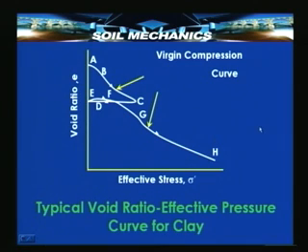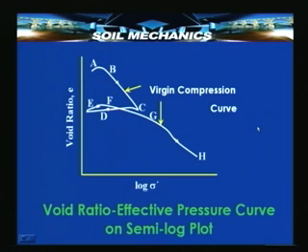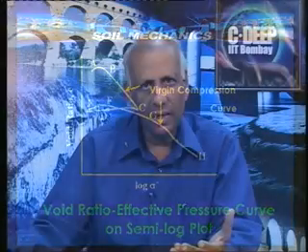Now, let us take another look at this curve. Here is another version of this curve. There could be minor variations in the nature of the curve. It could be slightly deviant from the curve which we saw in the previous slide, but essentially it will always have these three components: original virgin compression curve, the decompression and the recompression curve, and then once again after the stress reaches the value corresponding to point C, again a virgin compression curve going up to H.